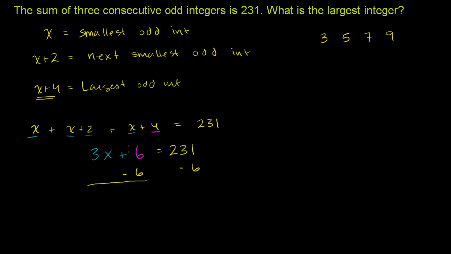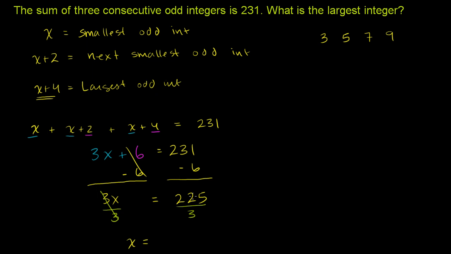The left-hand side, we're just left with a 3x. The 6's cancel out. The right-hand side, 231 minus 6 is 225. We get 3x is equal to 225. To isolate the x, let's just divide both sides by 3. The left-hand side, the 3's cancel out. That was the whole point behind dividing by 3. We get just an x.